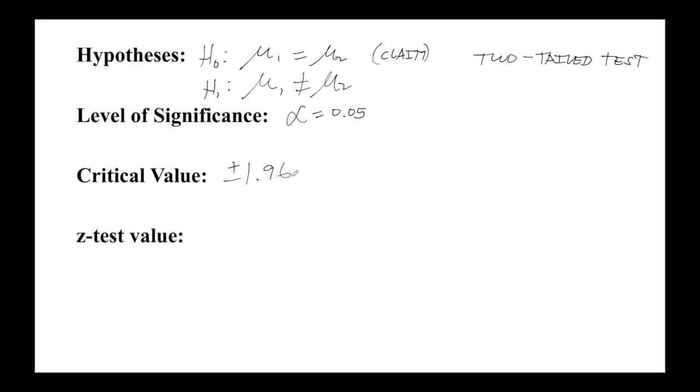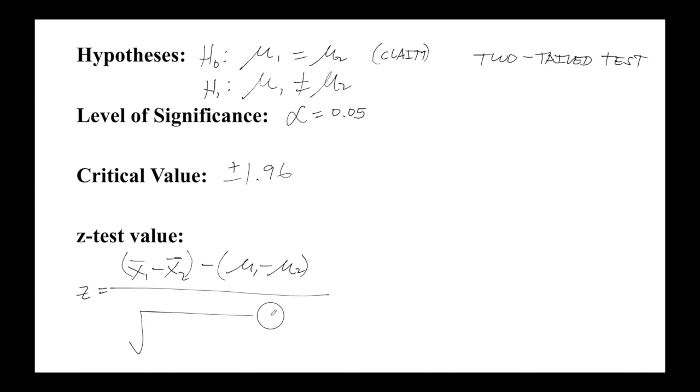Okay? So, next step, almost the same kanina. So, gamitin natin yung formula na ginamit natin kanina, which is Z equals X sub 1 bar minus X sub 2 bar, minus mu sub 1 minus mu sub 2, all over the square root of S sub 1 squared over N sub 1 plus S sub 2 squared over N sub 2.